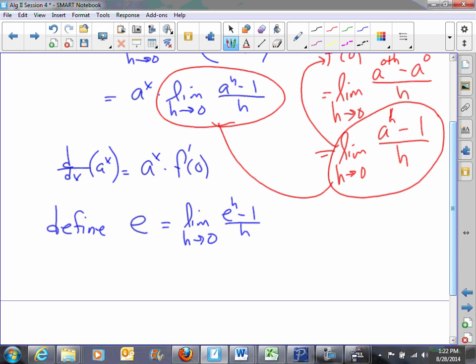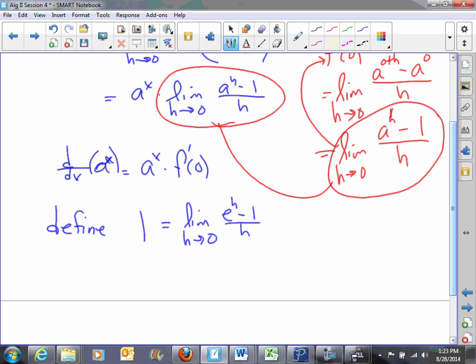In other words, we're saying of all the bases for exponential functions that we have, of all the bases that there are for the exponential function, E is going to be the one where this derivative at 0 is 1. There, that makes more sense.